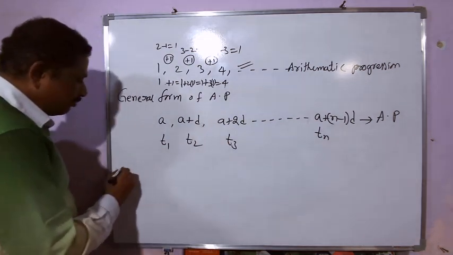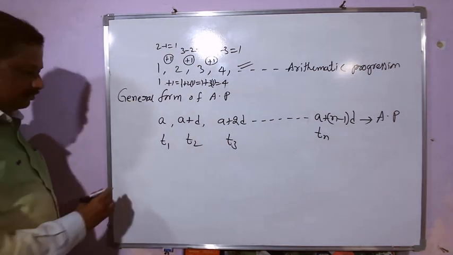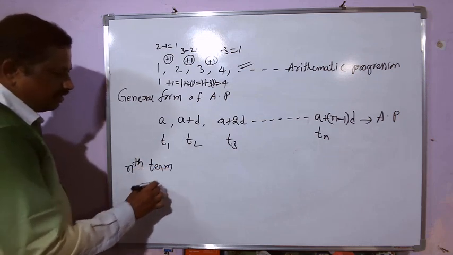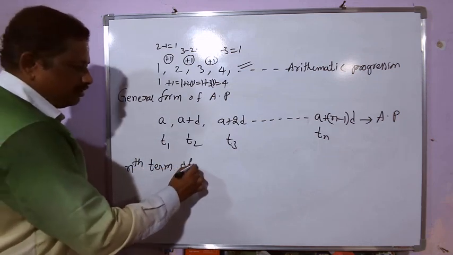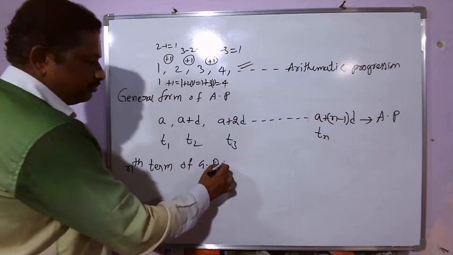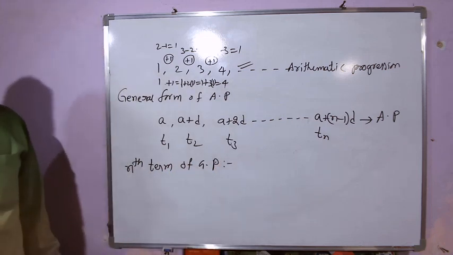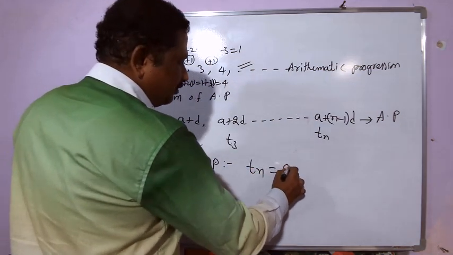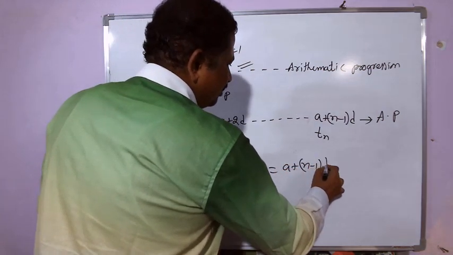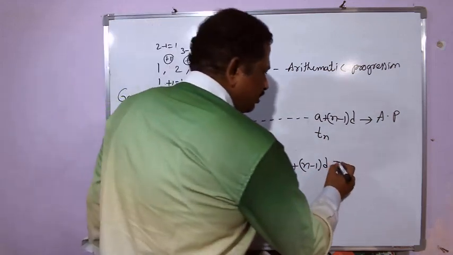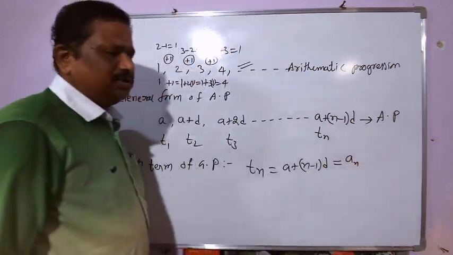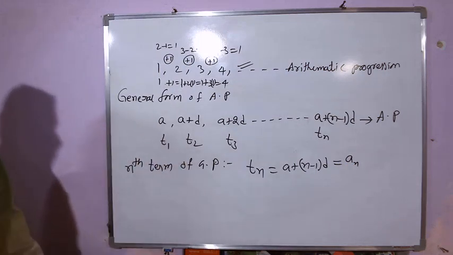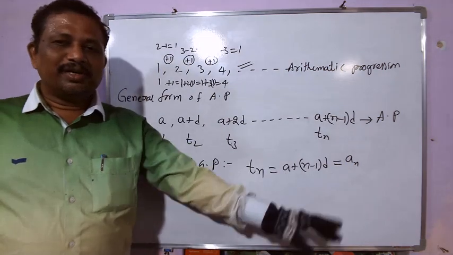So now, the nth term of the AP. The nth term of AP is generated by an is equal to a plus n minus 1 into d. In some books, they denote it by a small a suffix n. Okay, this is the nth term of AP. So Tn is equal to a plus n minus 1 into d.